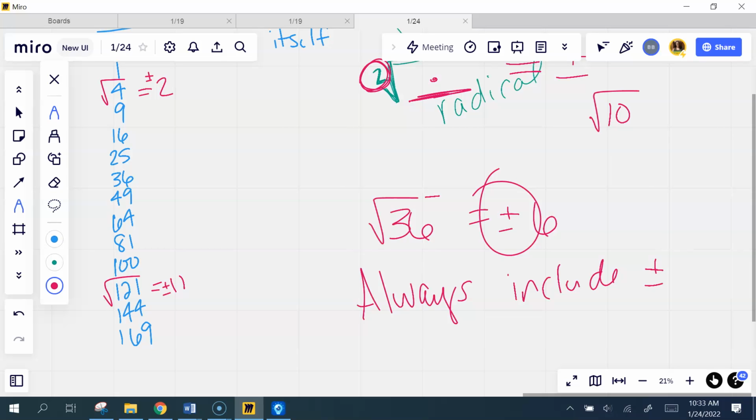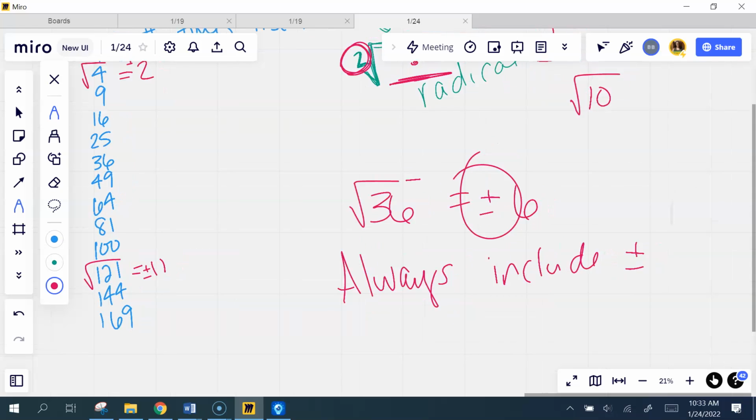Now, let's also rewind back to Algebra 1, and let's talk about the properties of these radicals, because they have some little bit special properties. Y'all have that?